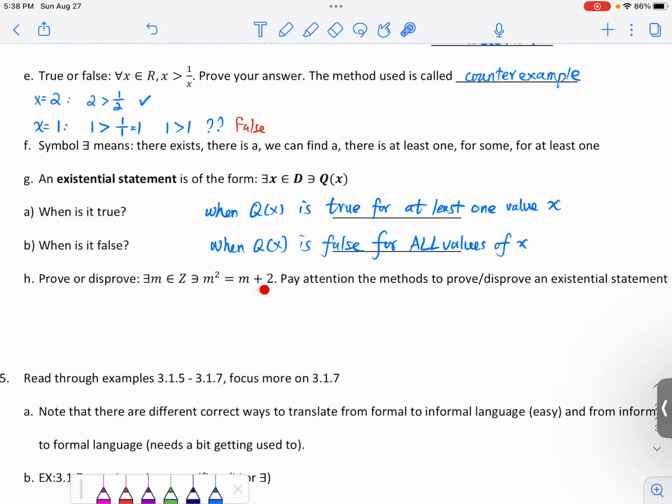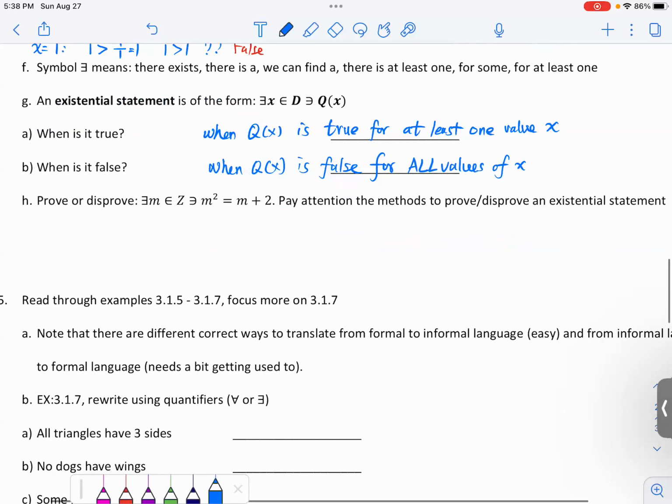Let's take a look at this example. Let's prove or disprove. First of all, you have to determine whether it is true or false. This means there exists m in Z. Z means integer, so that means there exists an integer such that m squared is equal to m plus 2. Now give it a try. Are you able to find one integer whose square is equal to the sum of this integer plus 2?